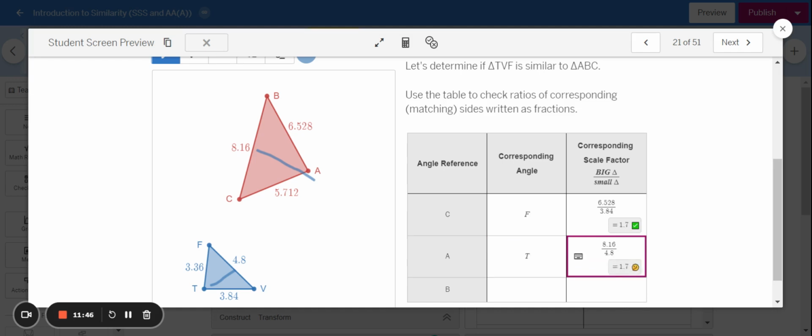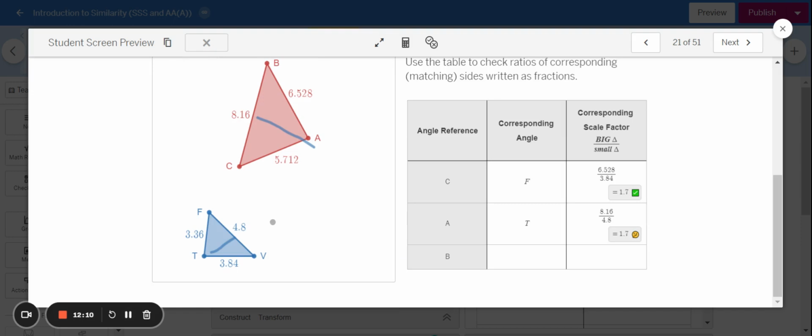Notice I'm being consistent. Okay, so A goes to T, and so the biggest one goes on the top, smallest goes on the bottom, and I'm going to ignore that and try to fix it for when you guys get to it. But notice that the 1.7 matches the 1.7, so that's what we're expecting.